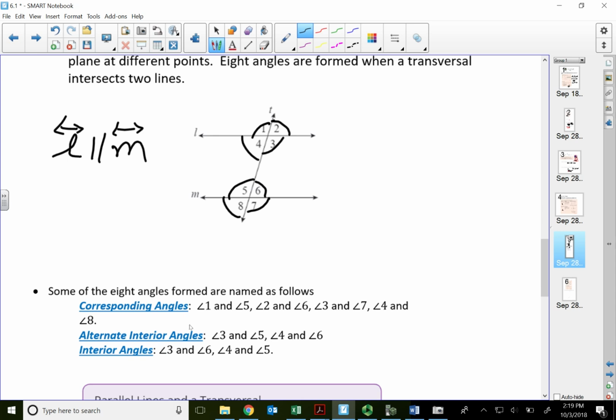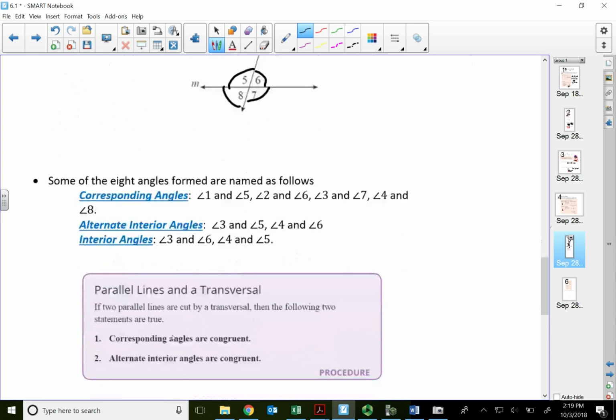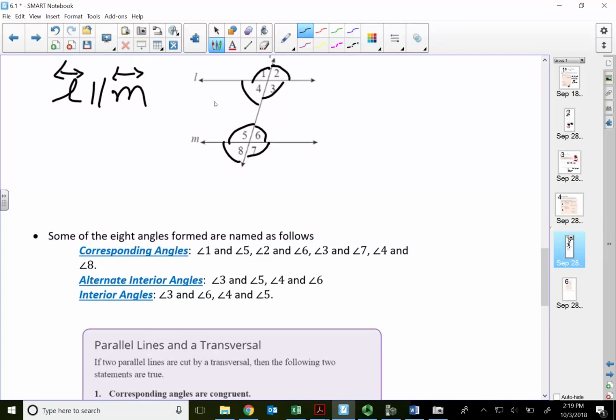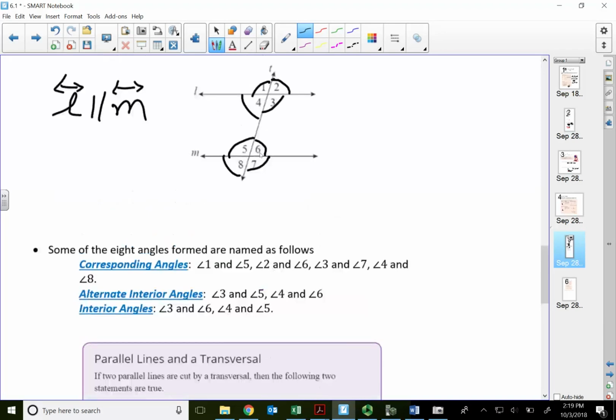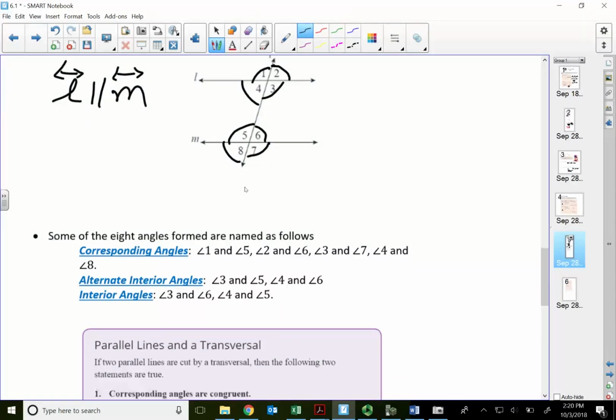All right. So if line L and line M are parallel, then the corresponding angles are always congruent. That means 2 and 6 are exactly the same angle measure. 3 and 7 are the same. 1 and 5 are the same. 4 and 8 are the same.